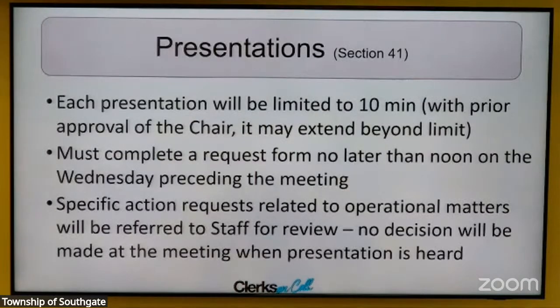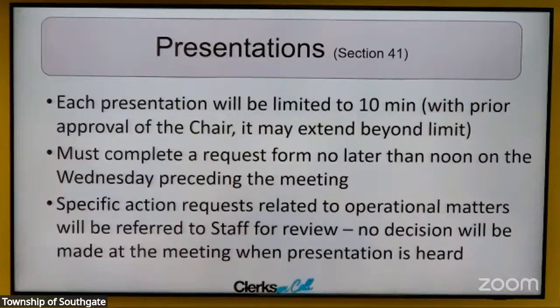Okay, so the first section that I want to talk about under the public participation slide is section 41. And this provides guidance for when presentations are being made to council. So each presentation is going to still be limited to 10 minutes to ensure efficiency and respect for everyone's time. However, I want to point out there is a clause in that section that does allow the presenter, if they believe that the topic is going to require more time, to seek an extension from the chair in advance.